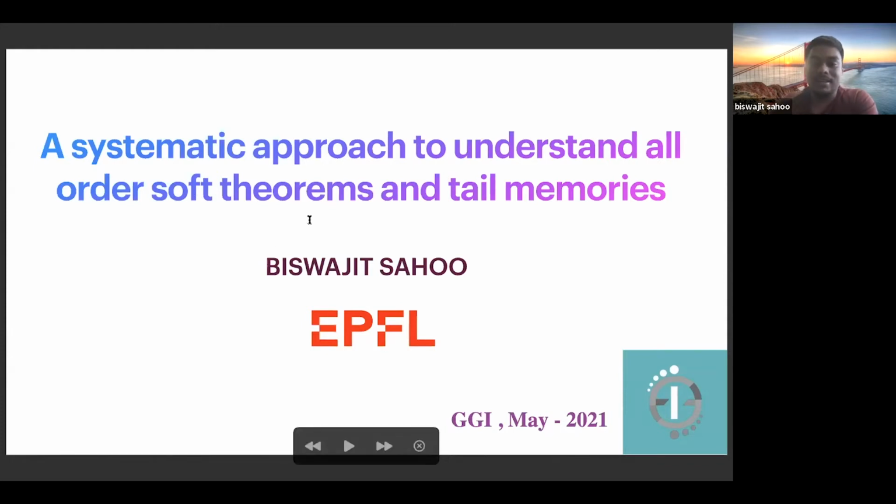I think Prahar has given a very nice talk on how to measure gravitational memory, so that will be helpful to understand my work.